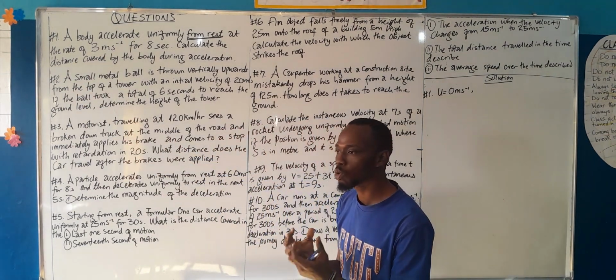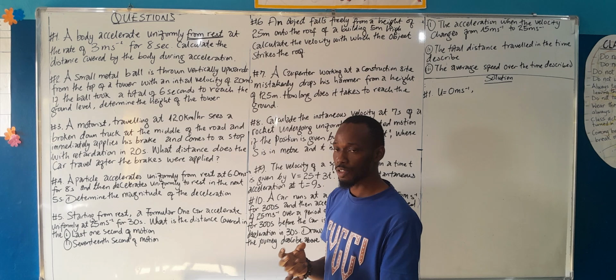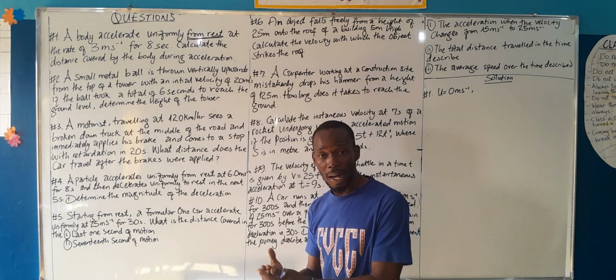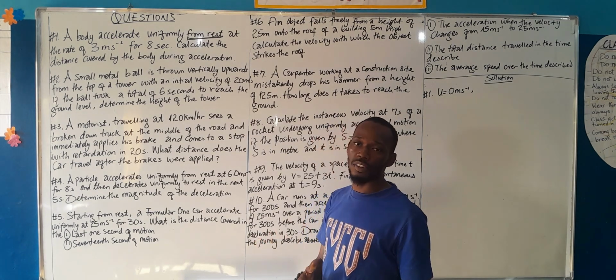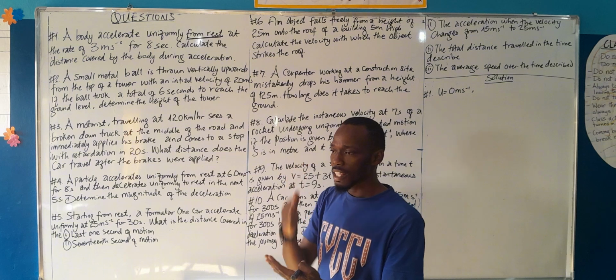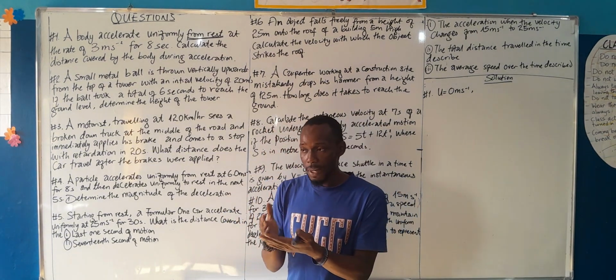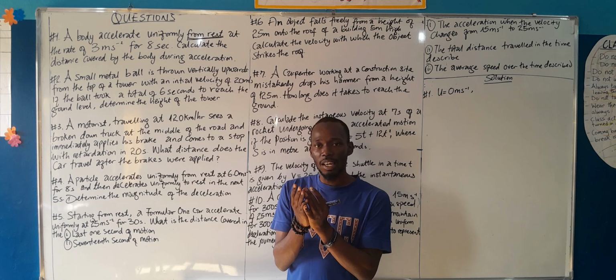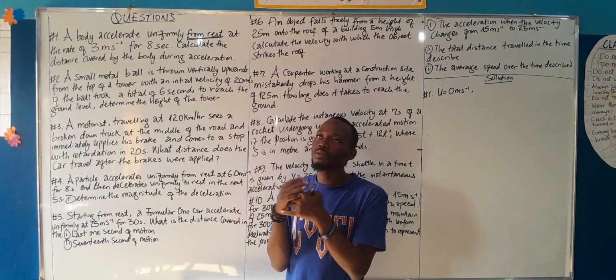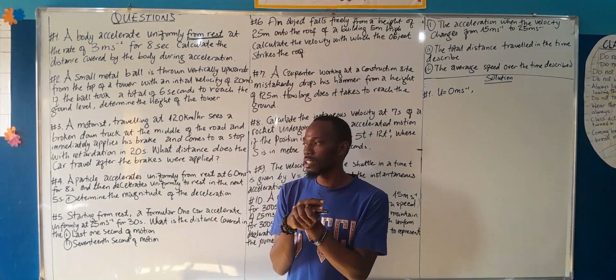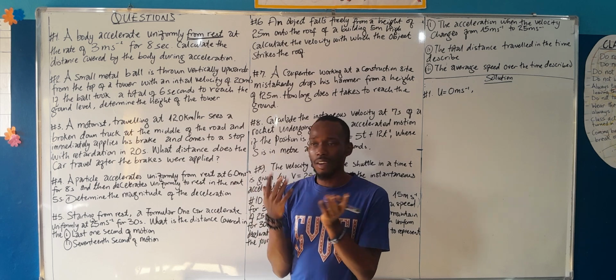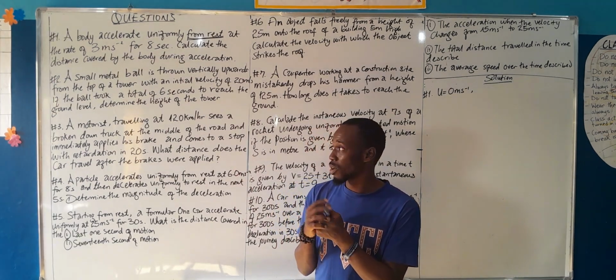By now you should know your units very well. The unit for acceleration is meter per second squared. The unit for velocity is meter per second. The unit for distance or height is meter. The unit for time is seconds. What again am I missing? Alright. So we have several units and their quantities.